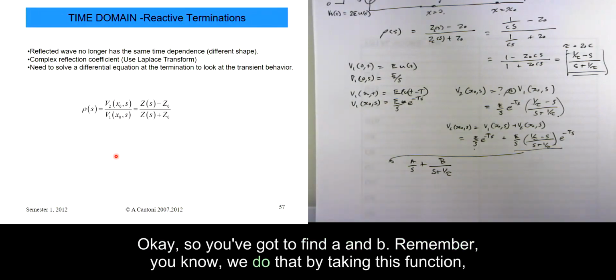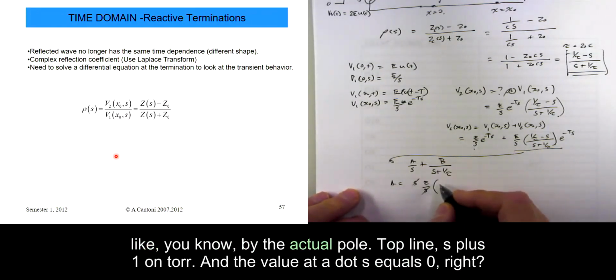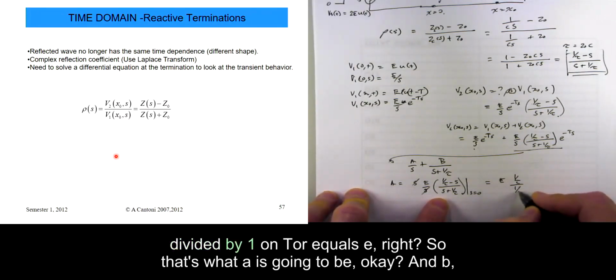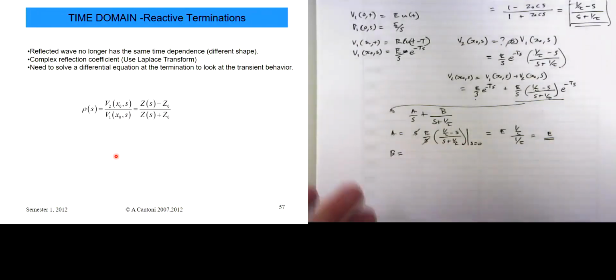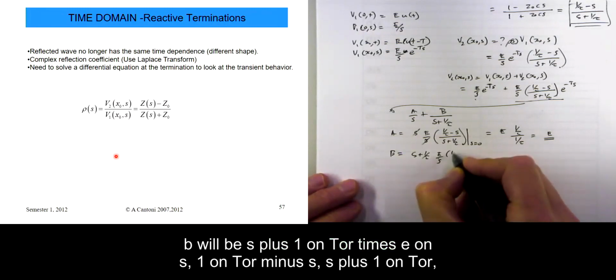So we've got to find A and B. Remember, we do that by taking this function. For A, for the pole at S equals 0, we multiply by S, which cancels the pole, and evaluate the rest at S equals 0, because that's the first pole. So that's going to equal E times 1 on tau divided by 1 on tau, which equals E. So that's what A is going to be. And B will be S plus 1 on tau times E on S, 1 on tau minus S over S plus 1 on tau, cancel.